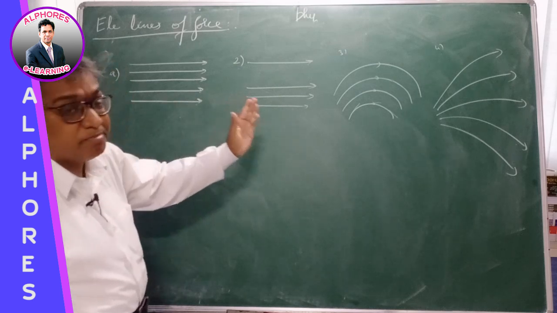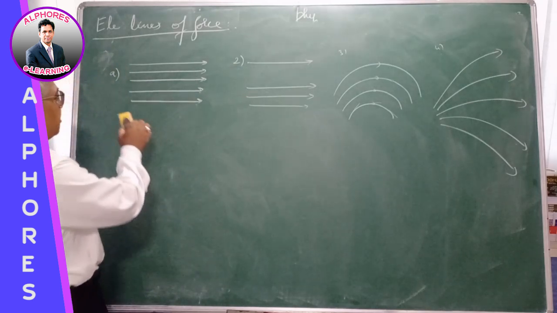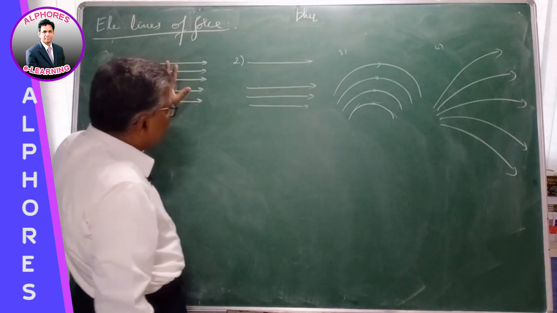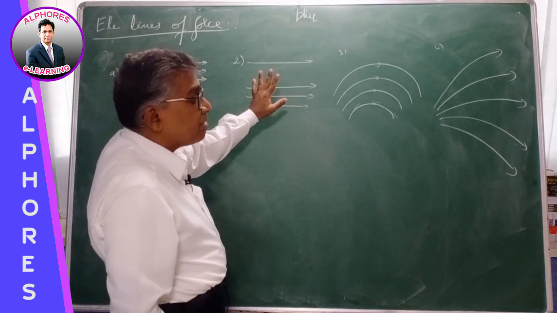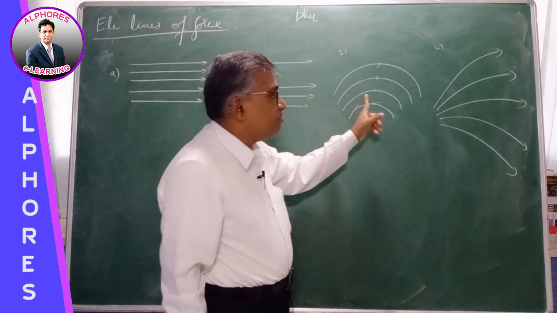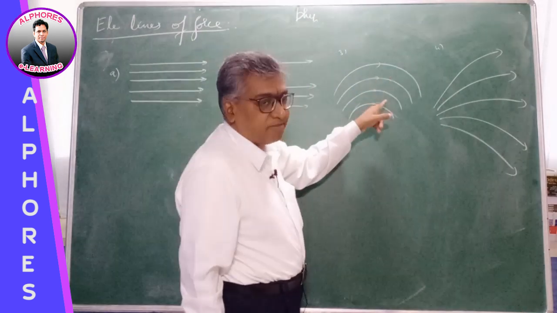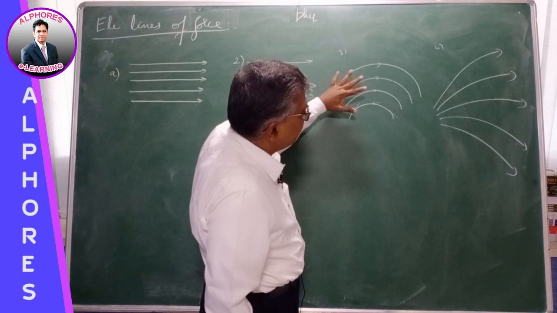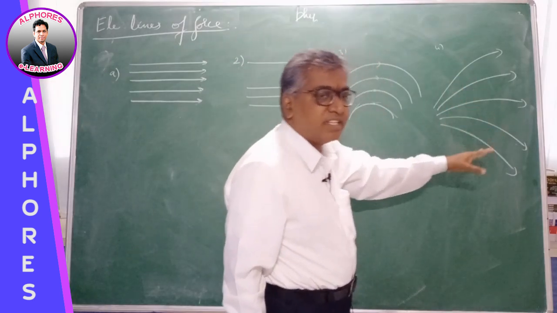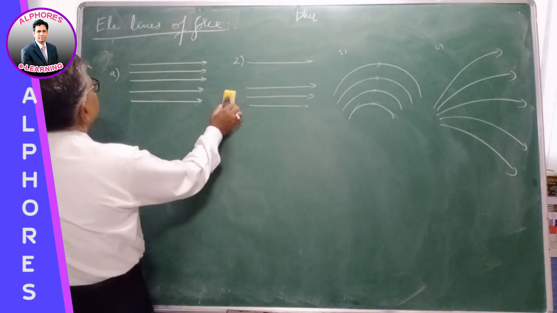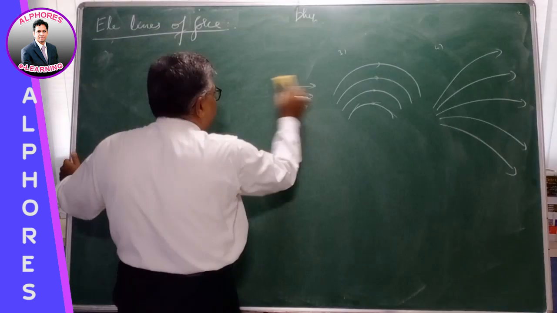So these are the different patterns, right? First, uniform electric field, magnitude and direction both constant. Direction is the same but magnitude is different. Here magnitude is the same but direction is different. Direction is changing, curved, the direction is changing like this. Here both magnitude and direction are changing continuously from point to point. Right? These are the first patterns.